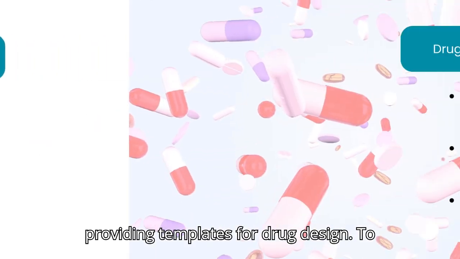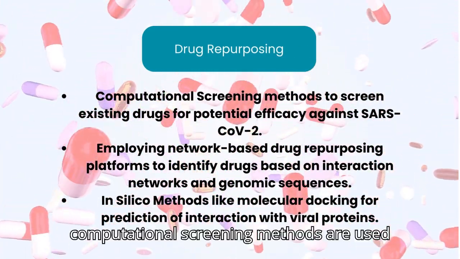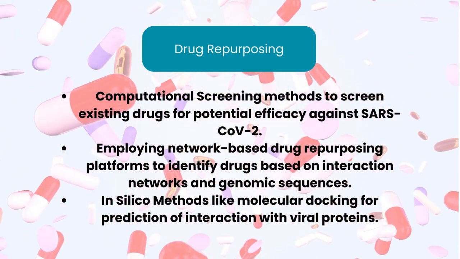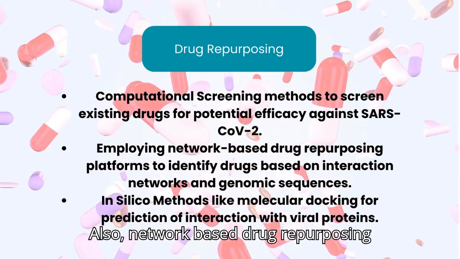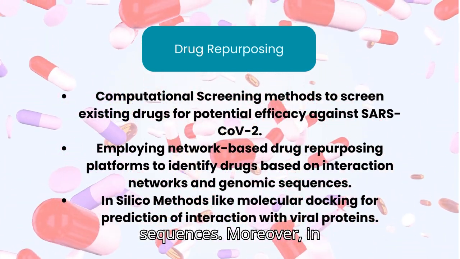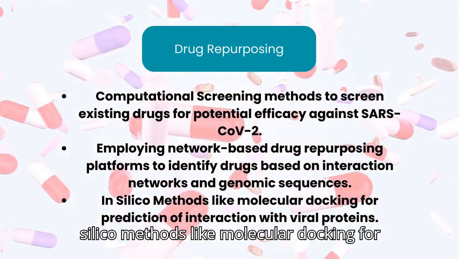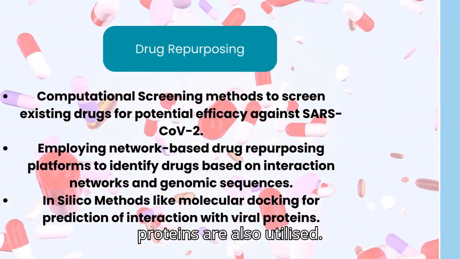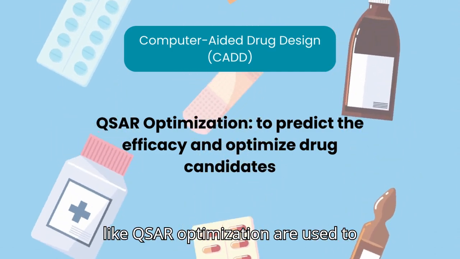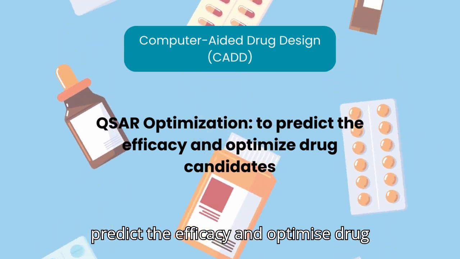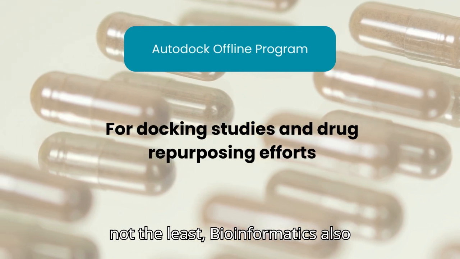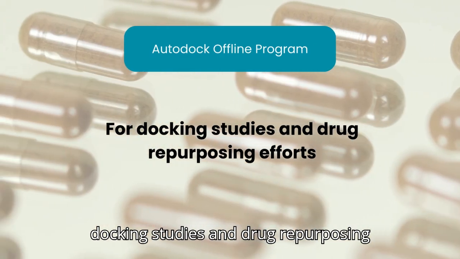templates for drug design. To dive deeper into drug repurposing, computational screening methods are used to screen existing drugs for potential efficacy against SARS-CoV-2. Also, network-based drug repurposing platforms are employed to identify drugs based on interaction networks and genomic sequences. Moreover, in silico methods like molecular docking for prediction of interaction with viral proteins are also utilized. Additionally, computer-aided drug design like QSAR optimization is used to predict the efficacy and optimize drug candidates. Last but not least, bioinformatics also includes the AutoDock offline program for docking studies and drug repurposing efforts.